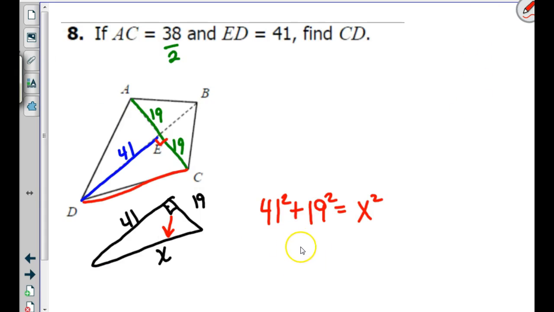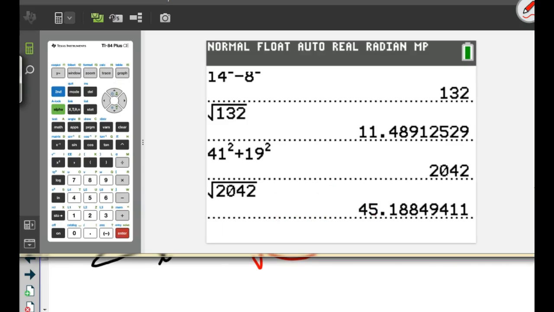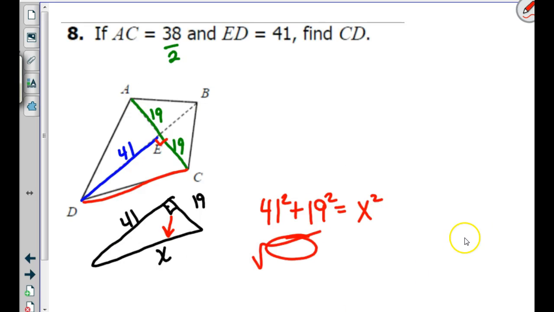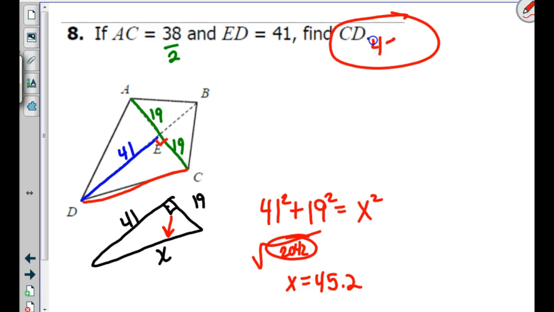So we added these together and got a big number, and then we square rooted that number. Big number was 2042, and it was 45.2. So CD was 45.2. And we had to use Pythagorean theorem. Anything involving sides in here is going to use Pythagorean theorem. All right, so that's it for the notes on kites. Now you're going to have a worksheet to work on.